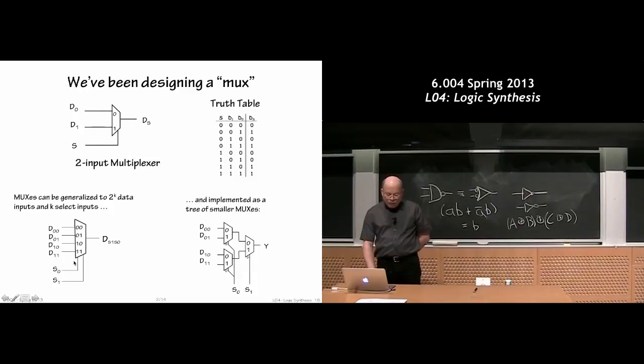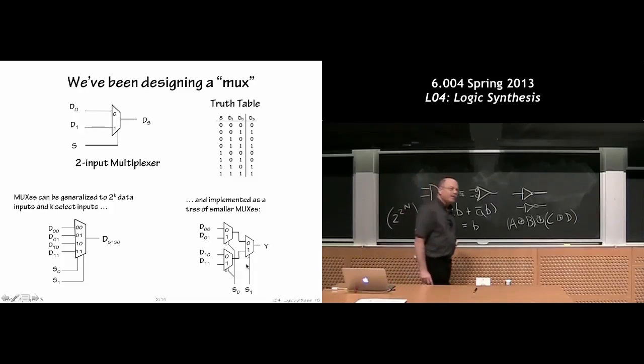Here's a 4-to-1 multiplexer where I have 4 inputs and I need 2 select signals to select which one of the 4 signals will become the output. I see that down here. And in fact, I can implement a 4-to-1 multiplexer just as a little tree of 2-to-1 multiplexers.